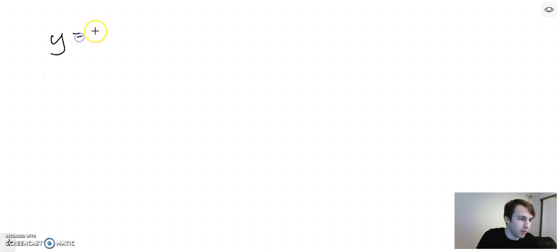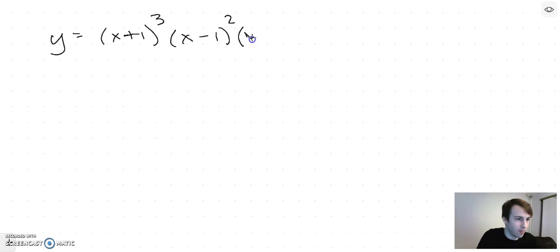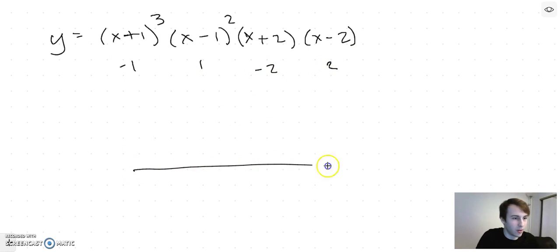Let's do y equals x plus 1 to the third, x minus 1 squared, x plus 2, x minus 2, something like that. Okay, so this 0 is negative 1, this 0 is 1, this 0 is negative 2, this 0 is 2. So let's make those points on our graph. Negative 1 is here, 1 is here, 2, and negative 2. So we've got a 0 at each of these.